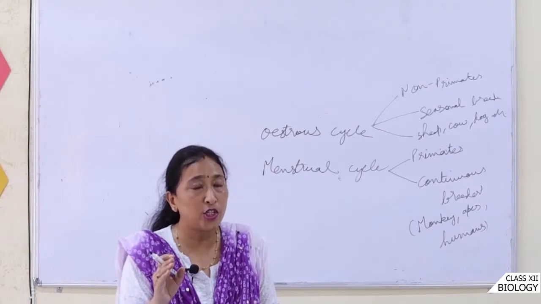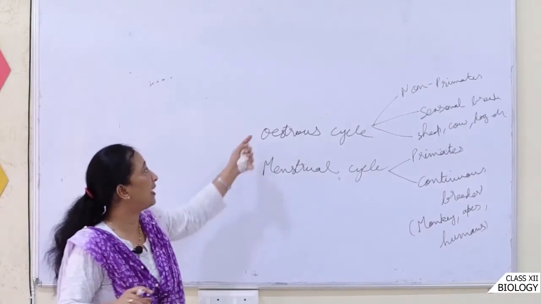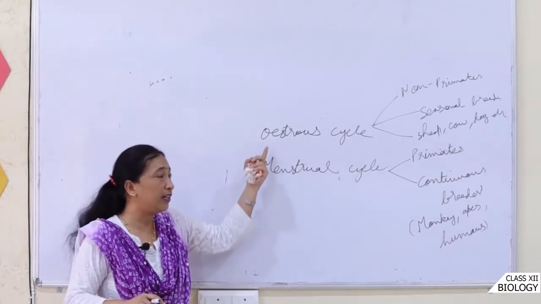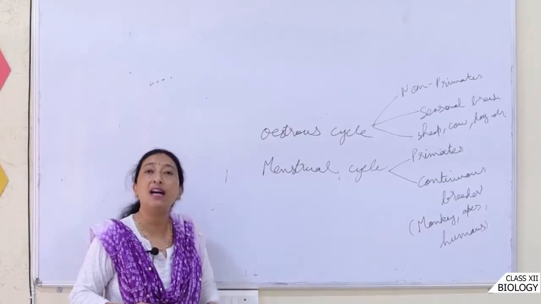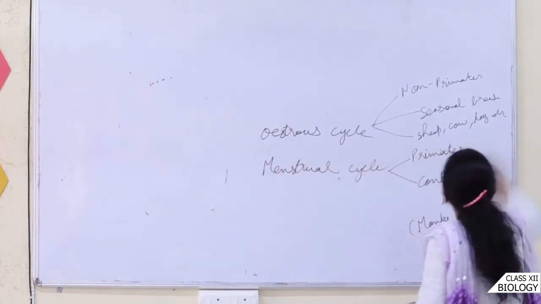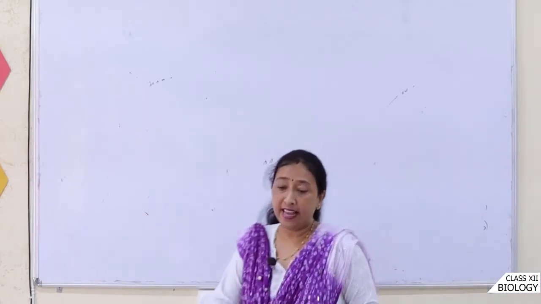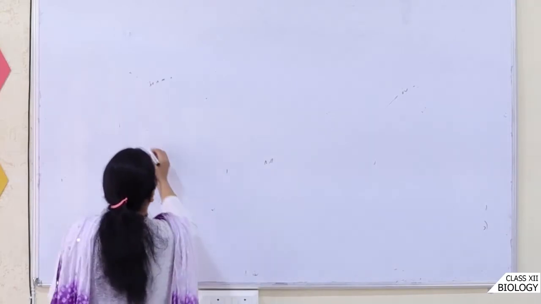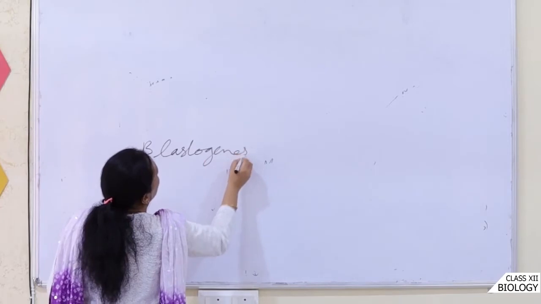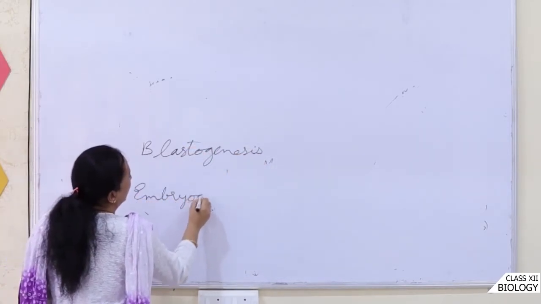Why are they known as continuous breeders? Because they breed throughout their life cycle, and hence that's why the organisms are classified according to their cycle. Either it will be an estrous cycle or it will be a menstrual cycle. Next, what we will see is what is blastogenesis and embryogenesis. What is the difference between blastogenesis and embryogenesis?